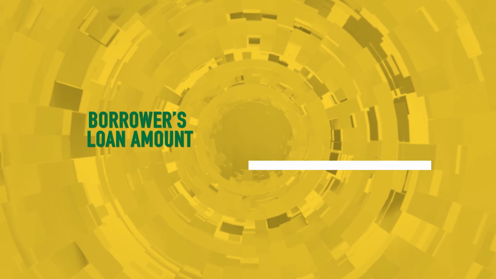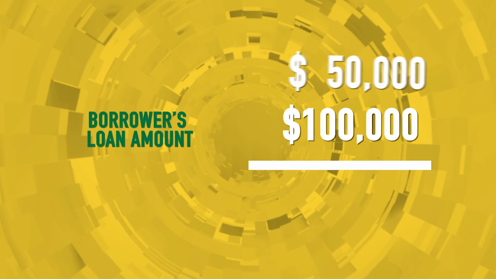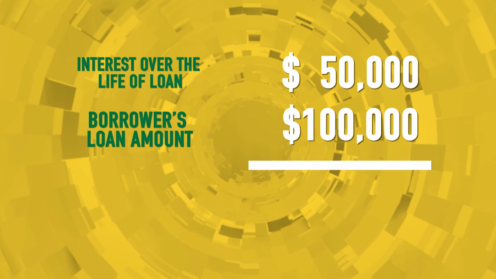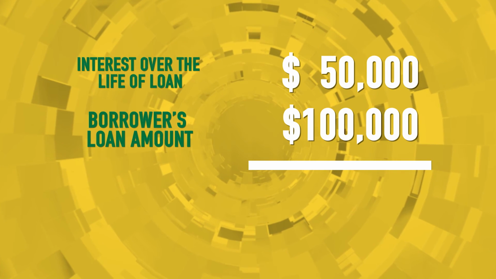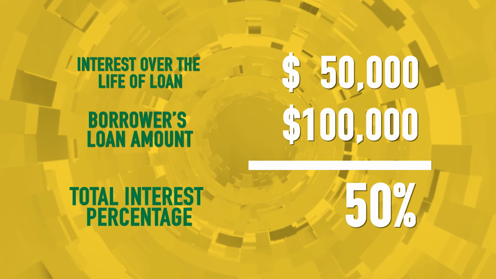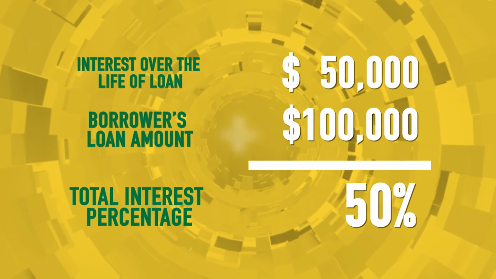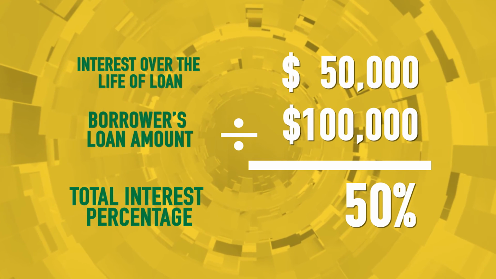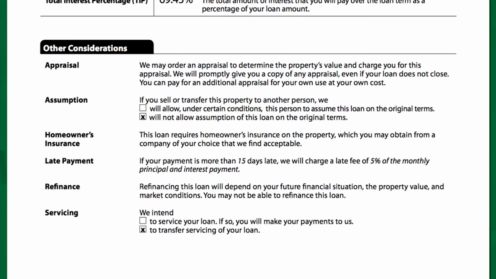For example, let's say that the borrower's loan amount is $100,000, and they'll pay $50,000 in interest over the life of the loan. Then the Total Interest Percentage will be 50%. Basically, take the interest paid on the loan and divide it by the loan amount to find TIP. You'll also find other loan considerations that you're familiar with on page 3, like assumptions, late payments, and servicing.